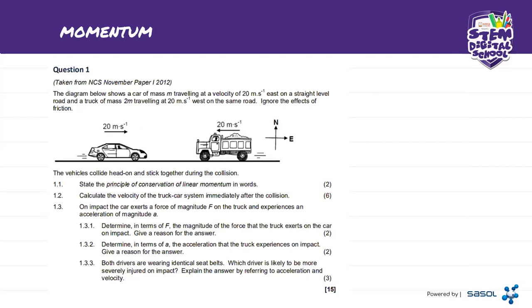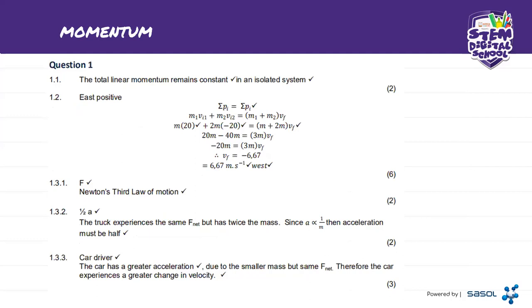And what do we know about that? Is that the total linear momentum remains constant. The part where you say remains constant, that's where you get your first mark. And in an isolated system, that's your second mark. So this question is out of 2 marks, okay? So remember, always mention your isolated system.